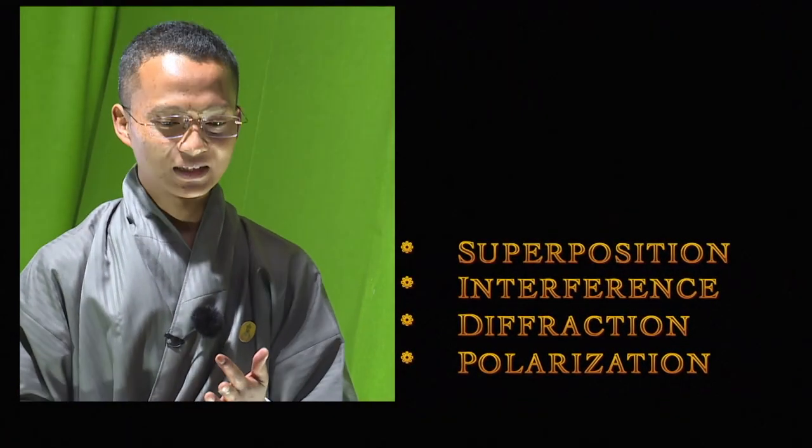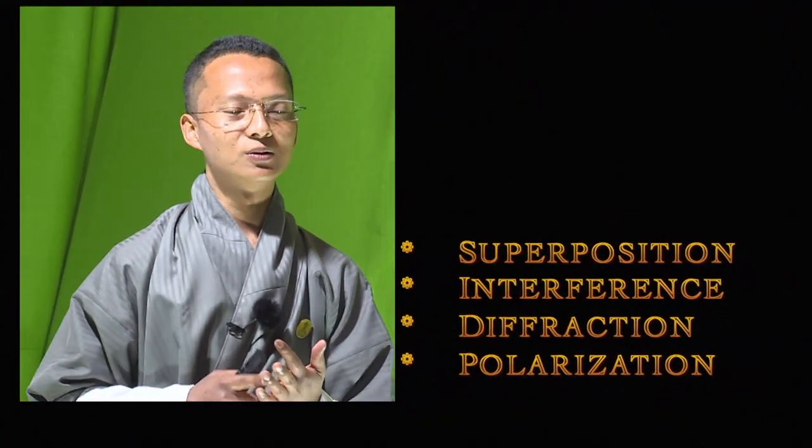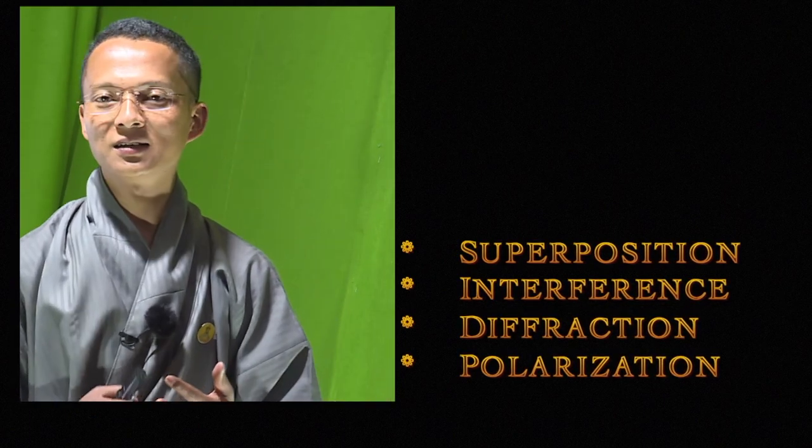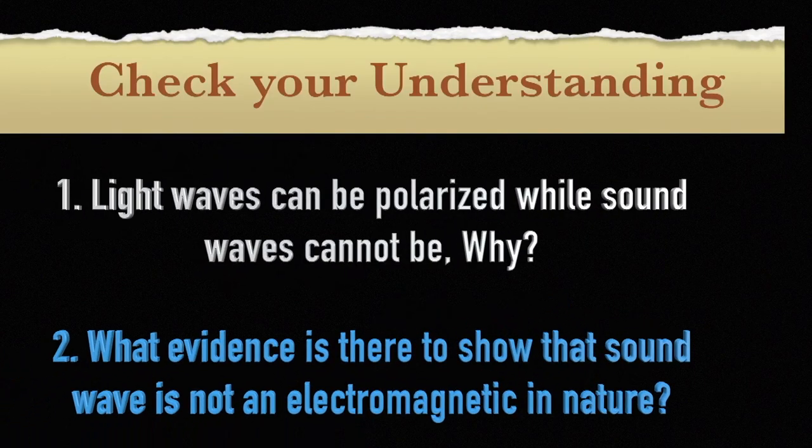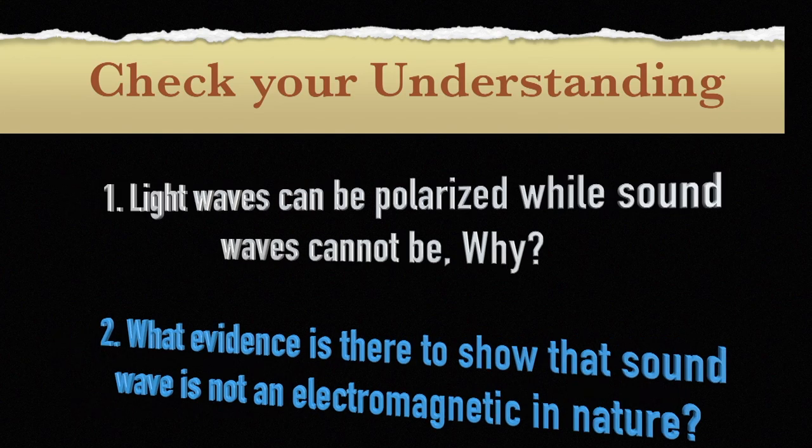In today's lesson, we looked into the concept of superposition of waves, that is interference, and we looked at the diffraction of light, and we looked at the polarization of light. And now to end the lesson, you can do these questions as extended work to check your understanding. So the first question is, light waves can be polarized while sound waves cannot be. So why? And the second one is, what evidence is there to show that sound wave is not electromagnetic in nature?